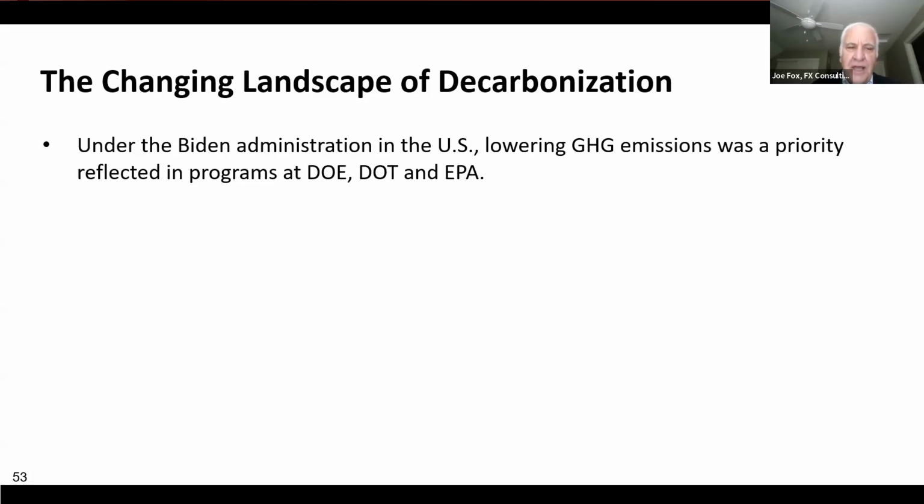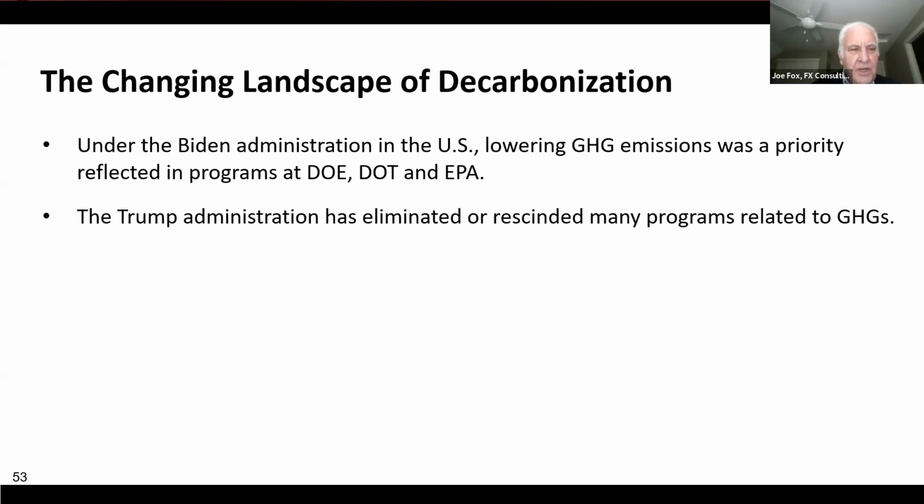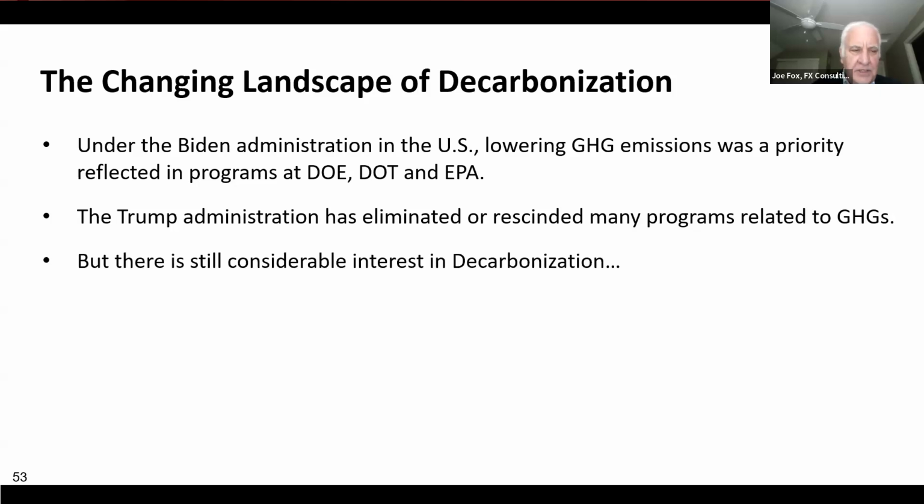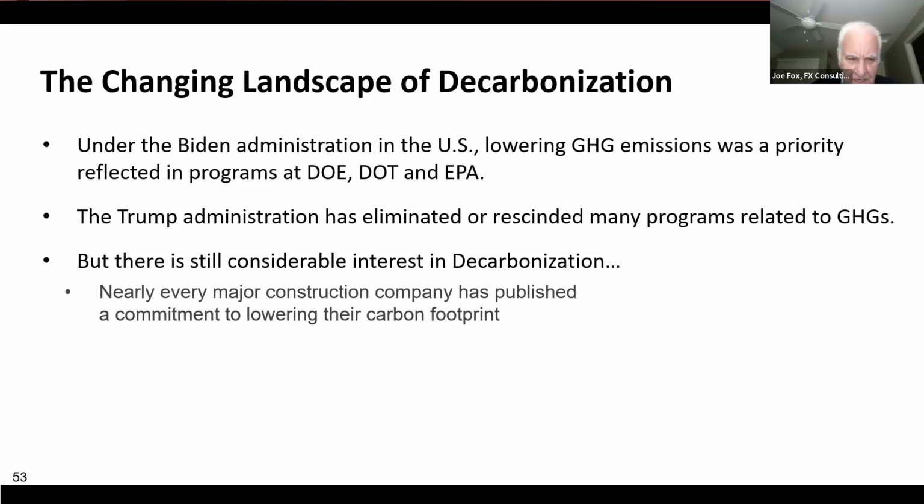Because under the President Biden administration in the United States, lowering greenhouse gas emissions was definitely a priority. And that was reflected in programs at the Department of Energy, the Department of Transportation, and the EPA. However, in the President Trump administration, they have eliminated or rescinded many programs related to greenhouse gases. They basically have said they don't want to hear too much about greenhouse gases and climate change. But there is still considerable interest in decarbonization.